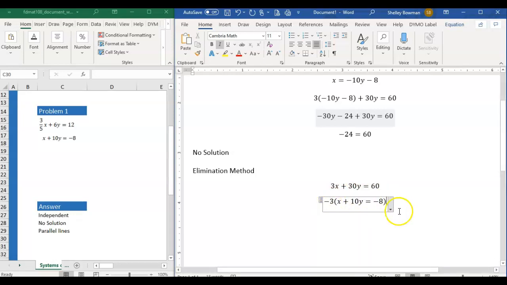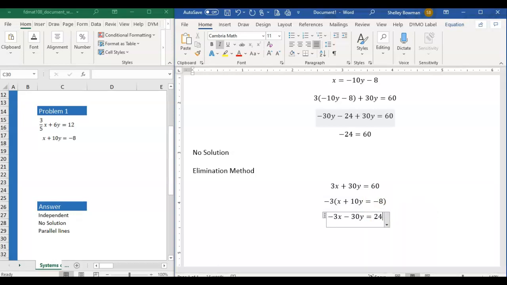So for my next step, I'm going to copy and paste this and show the distributive property. Negative 3 times, well, there's a 1 here, so that just makes it negative 3x. Then negative 3 times 10. Do not forget to multiply that into every single term. Negative 3 times positive 10 makes negative 30y. And negative 3 times negative 8 makes positive 24.